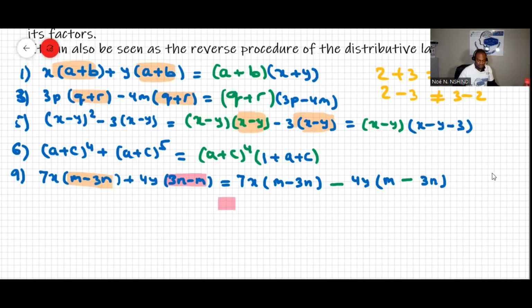Let me explain what's really happened here. We do like 7x times m minus 3n. I just want to do it over, just in case someone didn't really get it well. It's going to be like 7x times m minus 3n, okay, close bracket. So it's like plus 4y. Now over here, I'm going to make it m minus 3n. Now to do that, I will times here by negative 1. Okay, I'll times by negative 1, and then I can write m minus 3n.